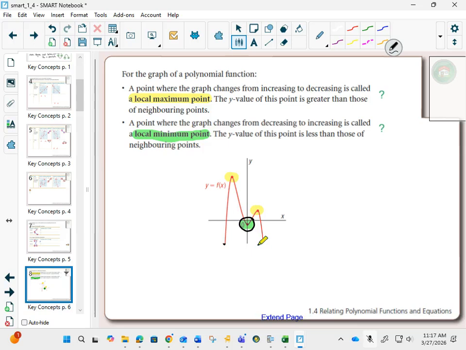Just like somebody in this class is the tallest in this class. They are not the tallest person in the world, but they are a local maximum in this classroom. So in graphs, local minimums and local maximums become very important. They become extremely important next year in calculus. This year, we're still going to be forced to use technology to figure them out. Next year, we can figure them out really easily if we have calculus.